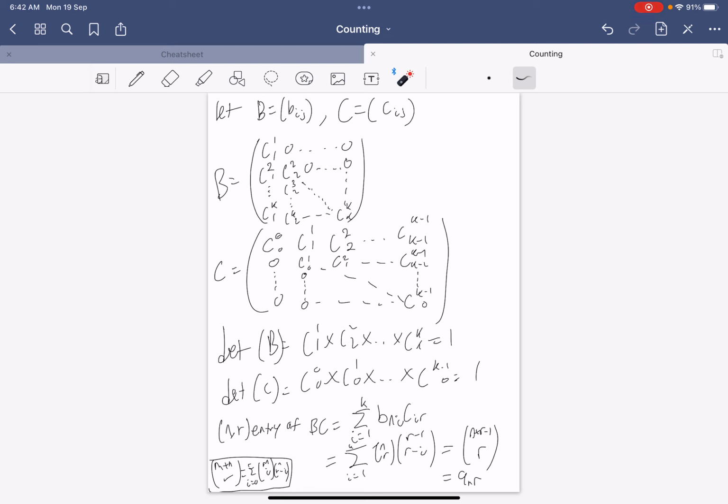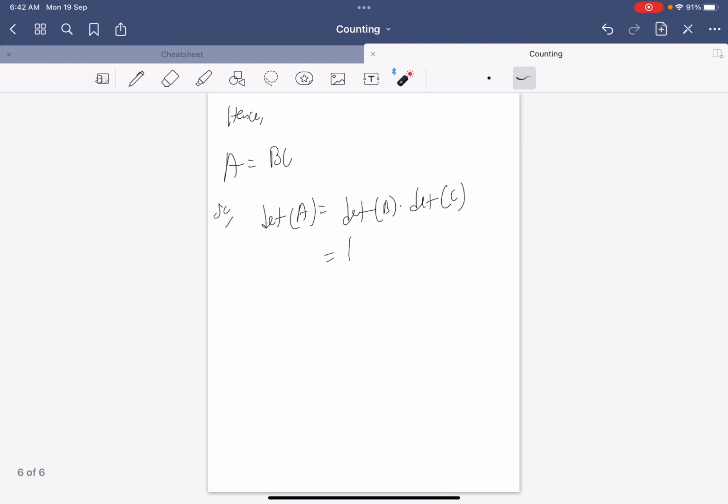I'll let you read this slide, which I'll be uploading, so you can fully grasp it and see for yourself that this is actually true. And so, since A equals B times C, the determinant of A equals the determinant of B times the determinant of C, which is just 1 times 1, and so the determinant of A is 1. And hence, this is an interesting use of Vandermonde's identity.